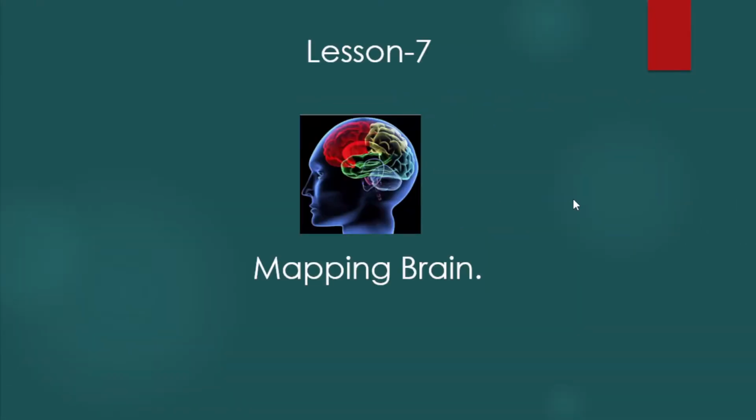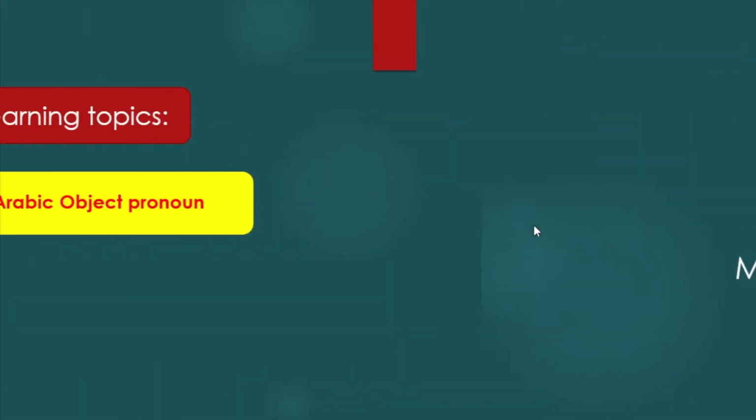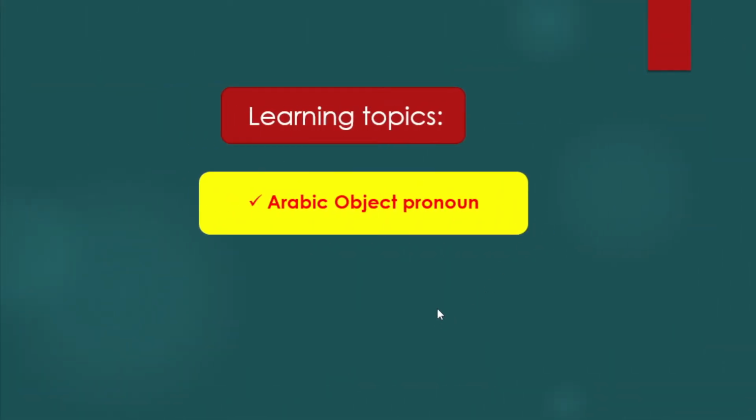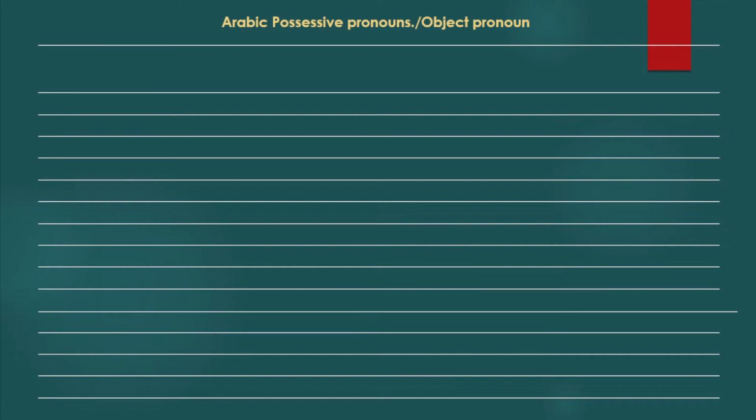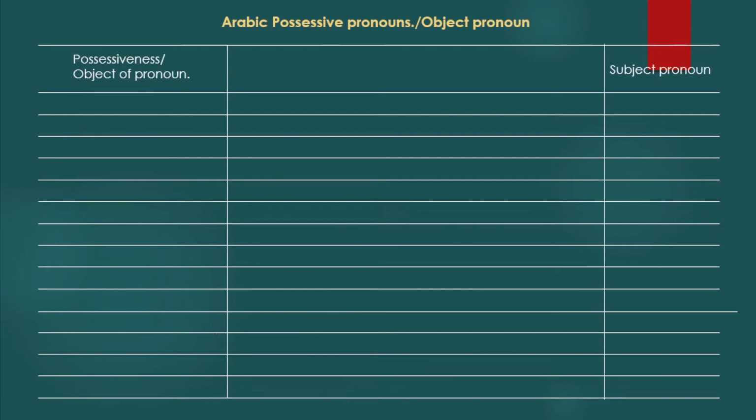Today is lesson 7. In this lesson we will discuss the Arabic object pronoun and how it works. So before going to the main topic, let's draw a table first. This is the table and headings. The subject pronoun will be here, and the possessive or object pronoun will be here, and we will put some examples so that you can understand.